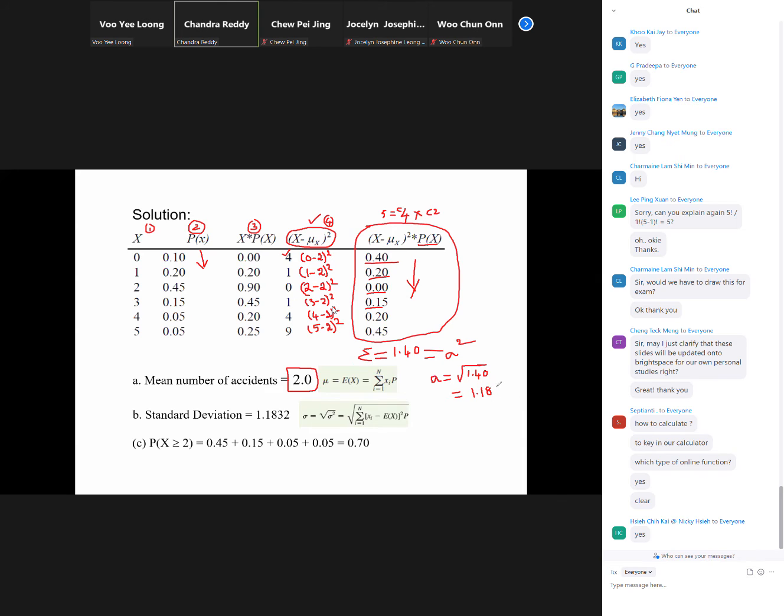Okay, so I just repeat the answer here. So sigma is 1.1832.